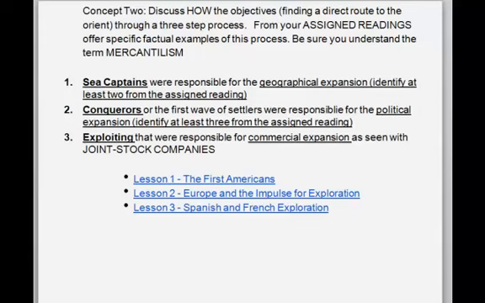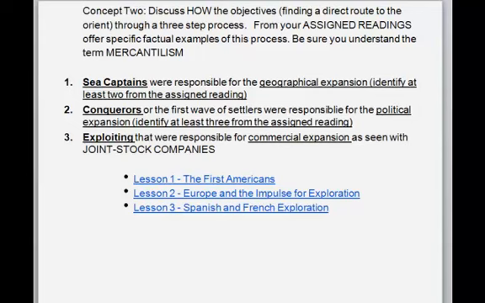Welcome back, everybody. We're going to be looking at Concept 2. Discuss how the objective, finding a direct trade route to the Orient, was carried out through a three-step process. From your assigned readings, offer specific factual examples of each part of the process. And be sure to understand the term mercantilism, giving specific examples of mercantilism as well in your essay.